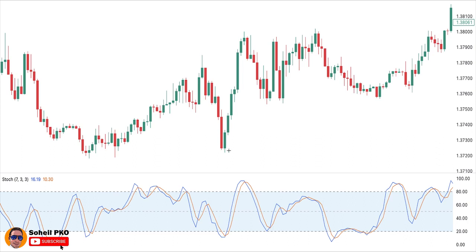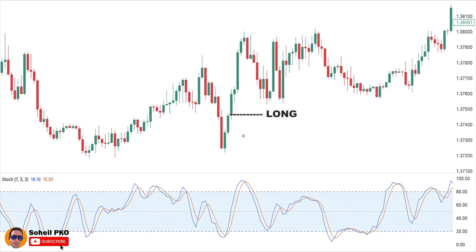At the same time that the pattern is forming and developing, the stochastic must be below 20, showing oversold status of the market, and then the K% line must cross above the D% line. This crossing can happen at the same time as our confirmation candle or before that. The point is that while the pattern is developing, we must have this situation. By having all these conditions met, we can open a long position here at the opening price of this candle.